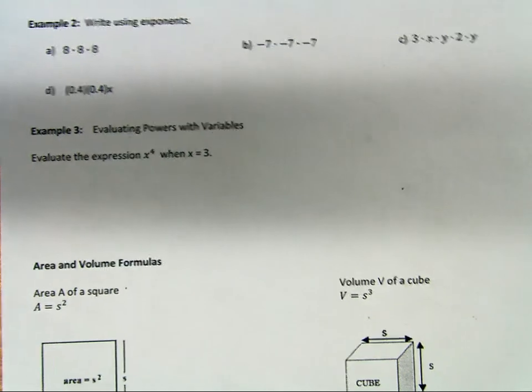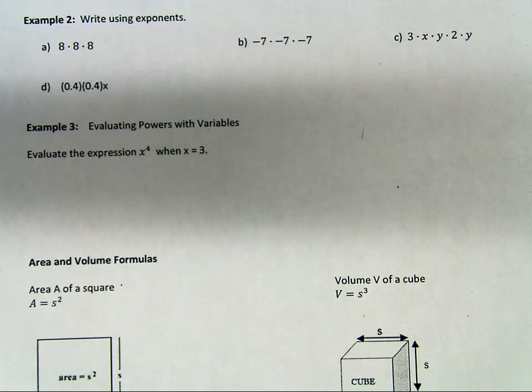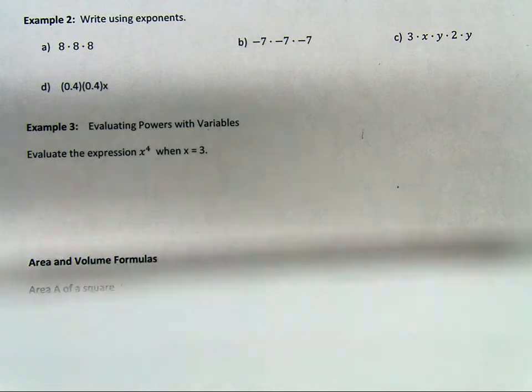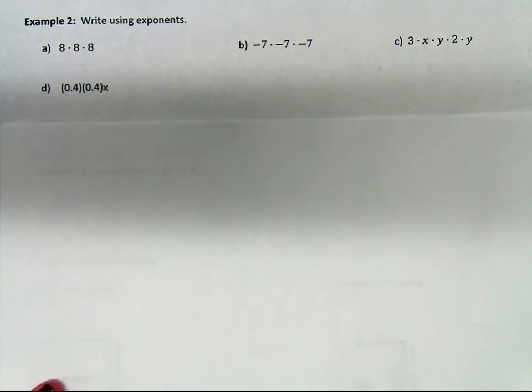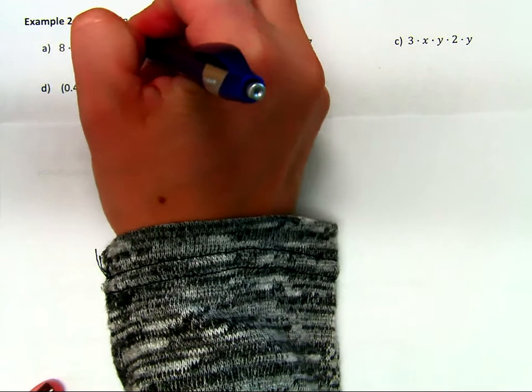Okay. And we're going to move on to example 2. I'm going to practice writing some expressions using exponents. So the first one is 8 times 8 times 8. So that's 8 multiplied with itself 3 times. So the way I would write this is simply 8 to the third power.